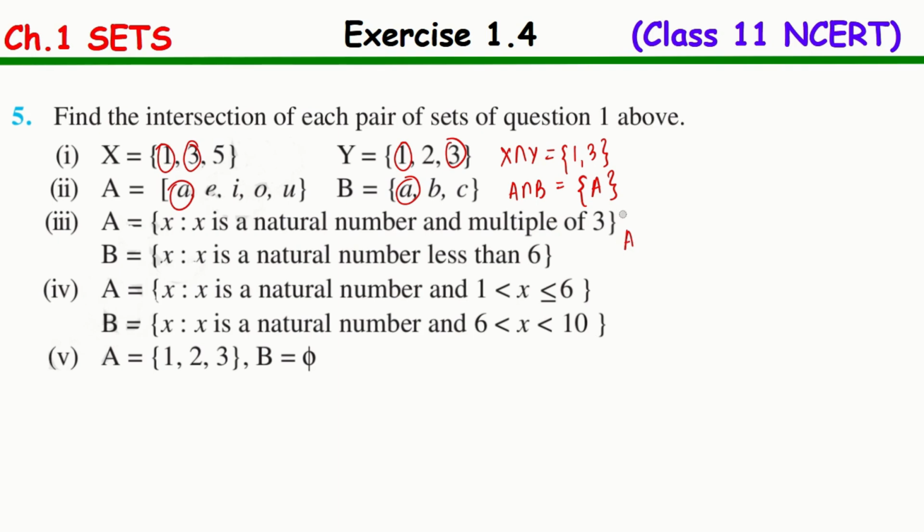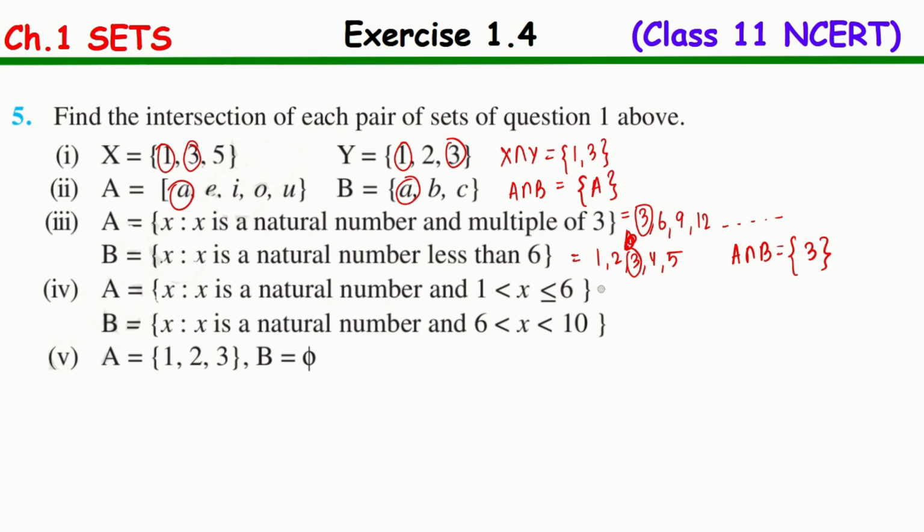A intersection B, here x is a natural number and a multiple of 3. So it is 3, 6, 9, 12 and so on. This set is natural numbers less than 6: 1, 2, 3, 4, 5. So A intersection B, common elements. You can see from here 3 is present in both, only 3. So A intersection B will be 3.